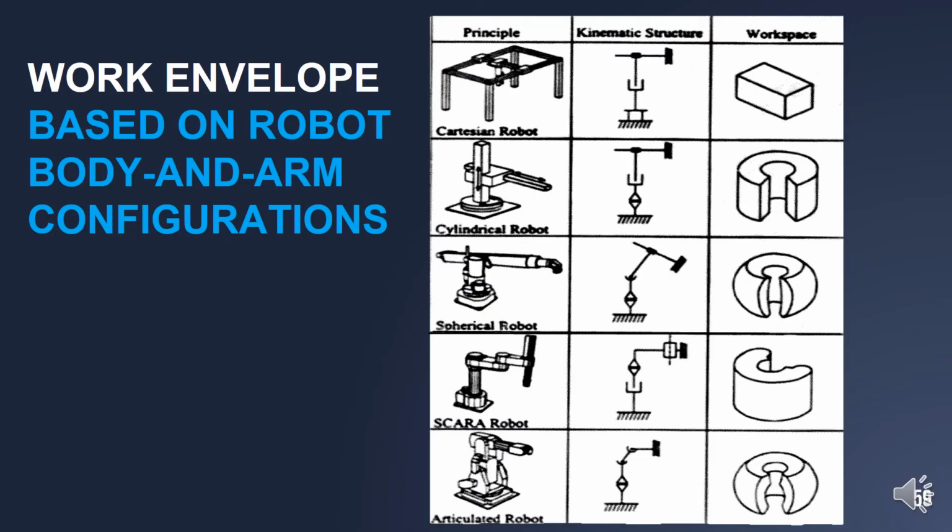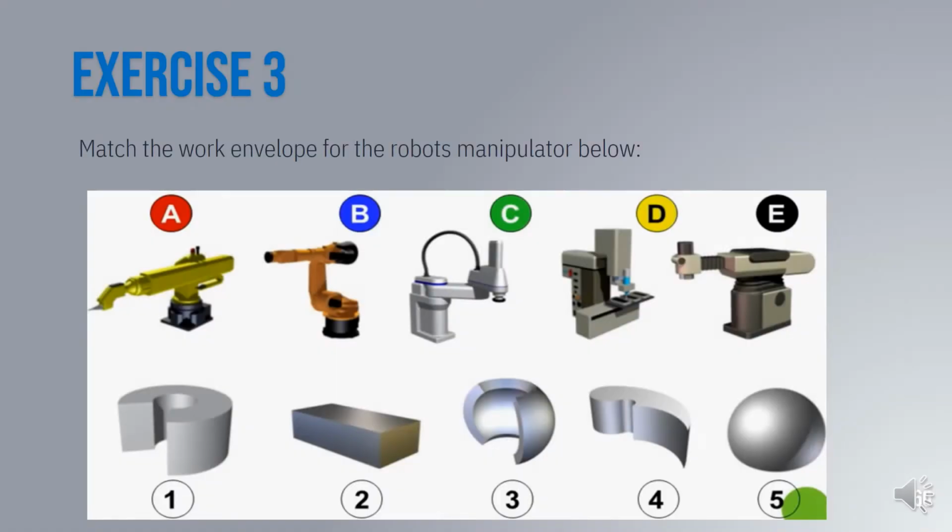Okay, and this table summarizes the types of robot arm, such as Cartesian, cylindrical, spherical, SCARA, and articulated, with the shape of envelope produced by each robot. For example, the Cartesian robot produces a rectangular work envelope, the cylindrical robot produces a cylinder work envelope, and so on. Try to match the manipulator with the shape of envelope that will be produced.